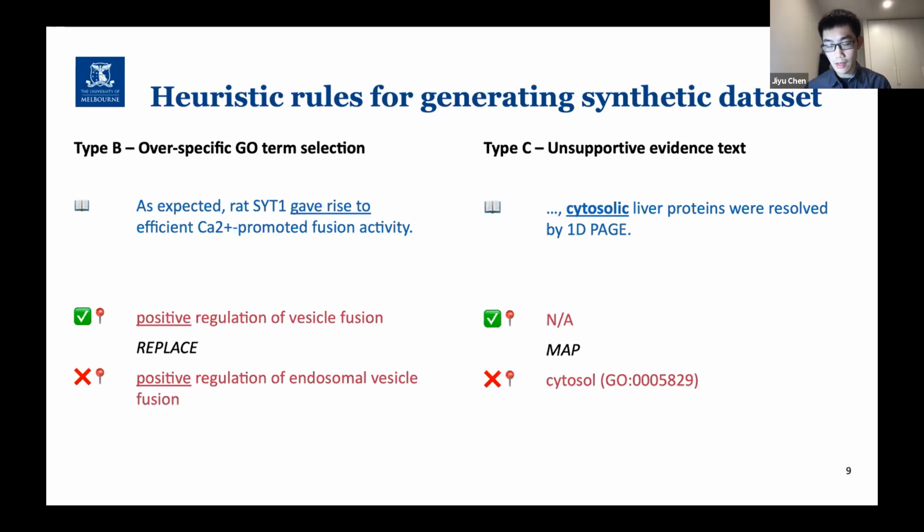We also use 2 steps to simulate type C inconsistencies. Firstly, we apply a concept mapper to identify the GO terms in the full text of a cited publication. Then we replace the evidence sentence in that consistent GO annotation with another sentence in the same article. This sentence contains the mention of the same GO term in the consistent GO annotation, but is not labeled as a valid supportive evidence by the curators, and it will simulate an unsupportive inconsistency.